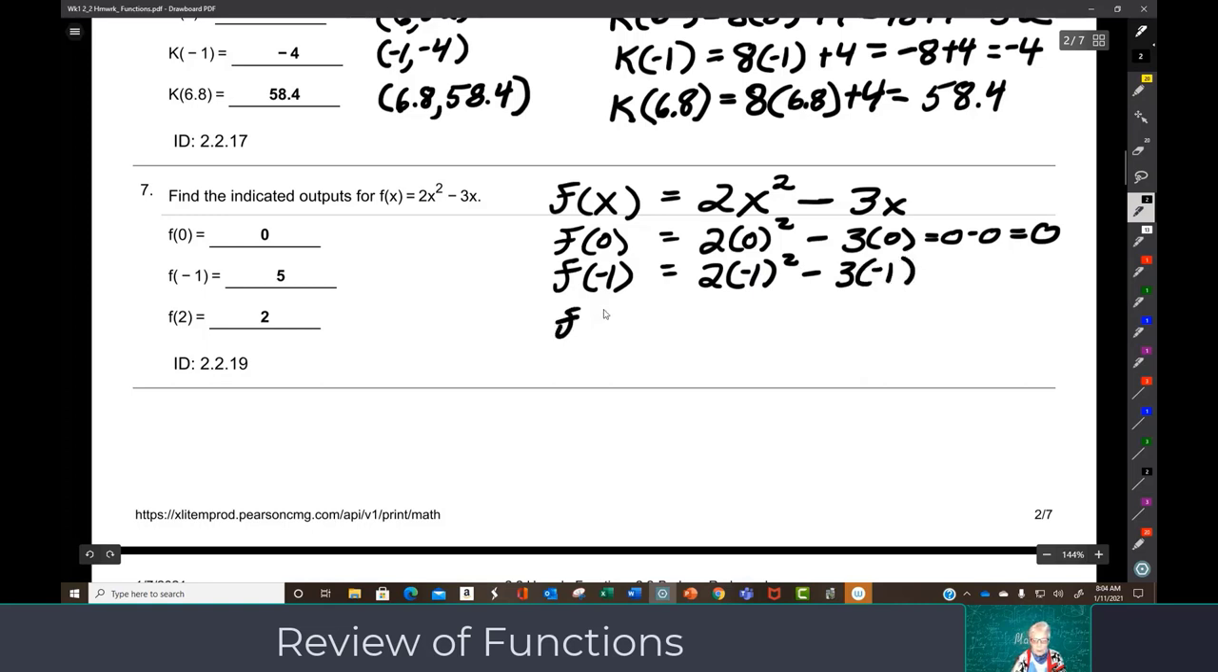And f of 2 puts a 2 in for every x. Now you can, of course, do this in your head, but I just want to do this on the calculator to give you a feel for it.